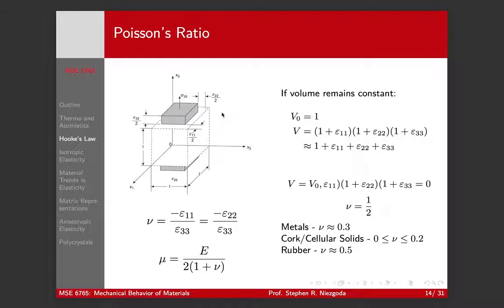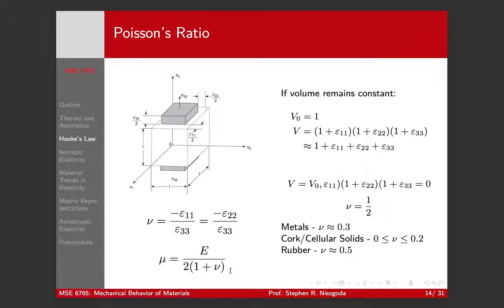Now we know that when we compress something or stretch something, it doesn't just stretch in one direction. Instead, if I start with a block this way and apply a tensile load to this sample, it's going to elongate along the 3 direction, but it's also going to contract along the transverse directions, the x1 and x2 directions. And the ratio of this extension to contraction defines our Poisson ratio: the negative of the strain in the 1-1 direction divided by the strain in the 3-3. The transverse versus the applied is our Poisson's ratio.